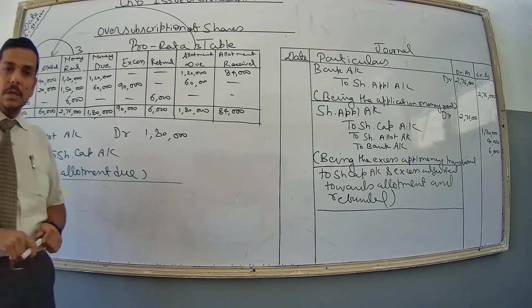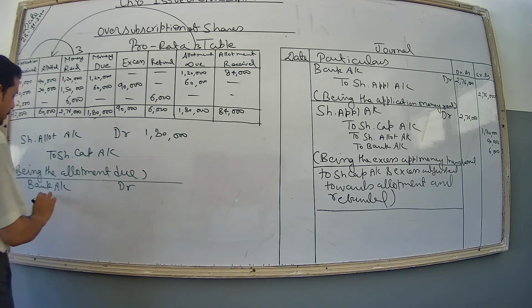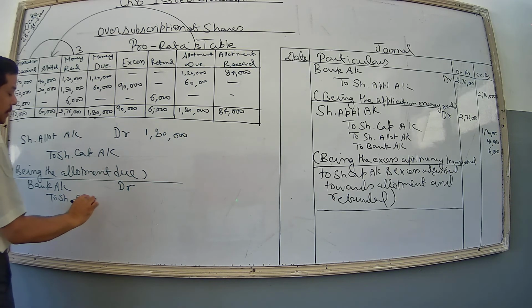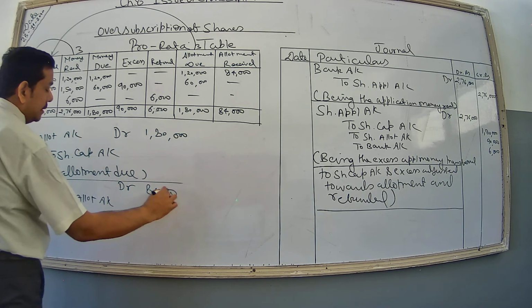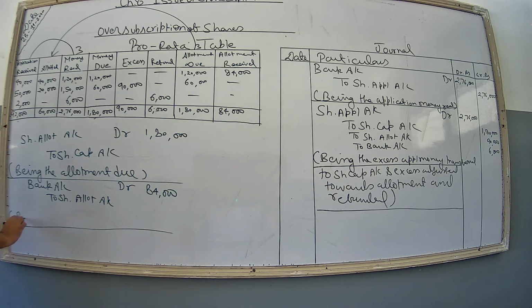Now how much have you received for allotment? That is 84,000. So here you will write bank account debit to share allotment account, that is 84,000. Write down the narration: being the allotment received.